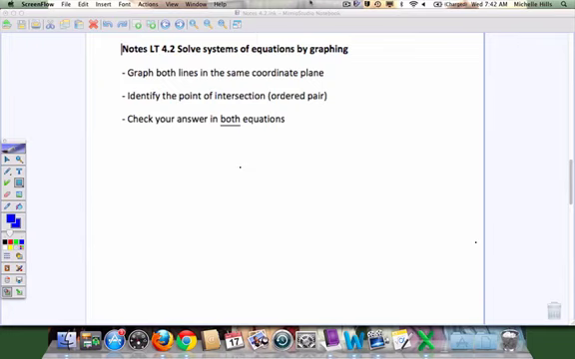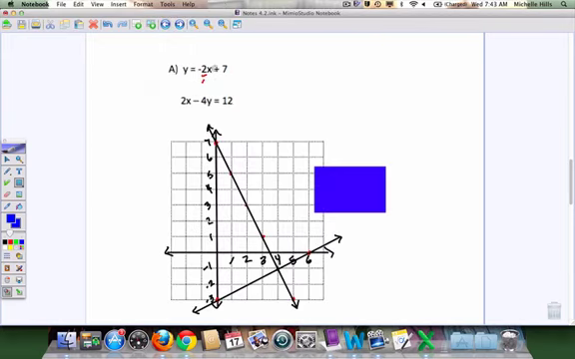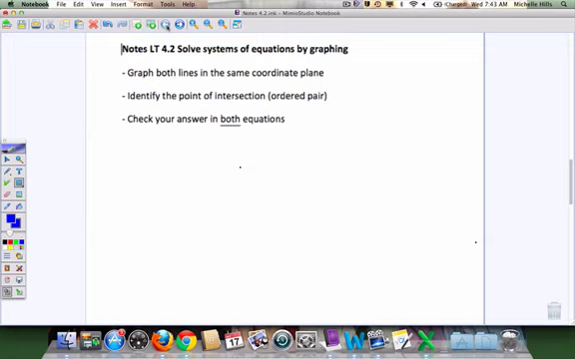So to solve a system of equations by graphing. Now, systems of equations can have two or more equations in them. We're only going to be looking at systems with two equations. So they're going to look something like this. You're going to get two linear equations. You're going to graph them on the same graph and find the point of intersection.